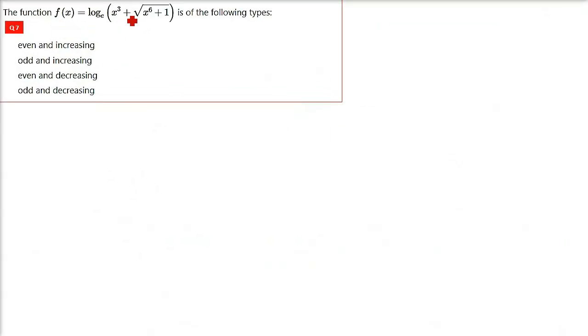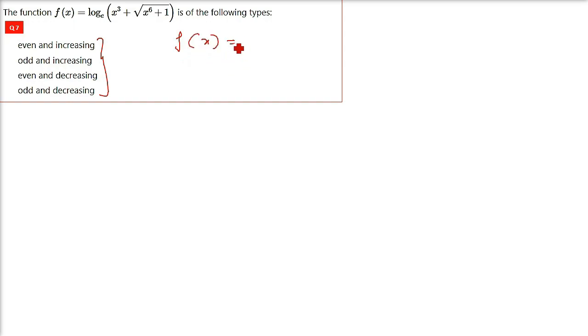The function f(x) is equal to log of x cube plus under root x^6 plus 1 is of the following types. So there are 4 options: 2 of even, 2 of odd, 2 of increasing and 2 of decreasing. So these are all the permutation combinations which we see here. So we need to know what is the even function and the odd function. First, that concept has to be cleared.